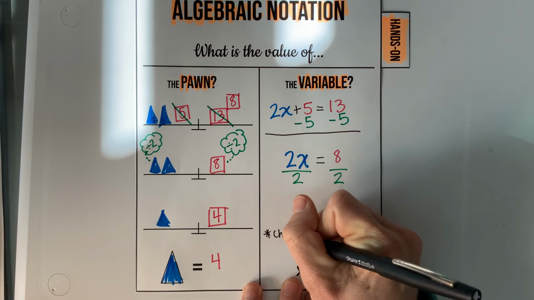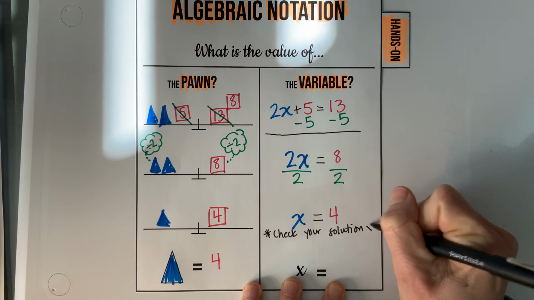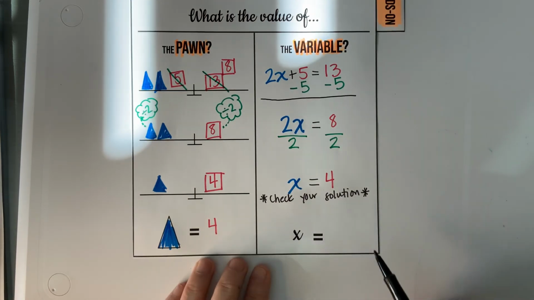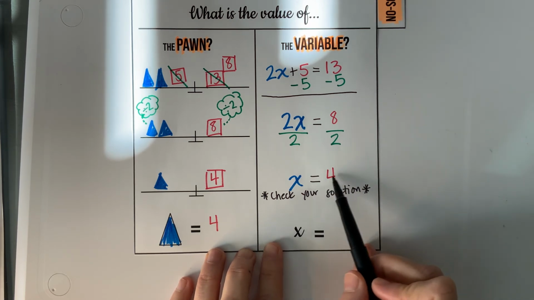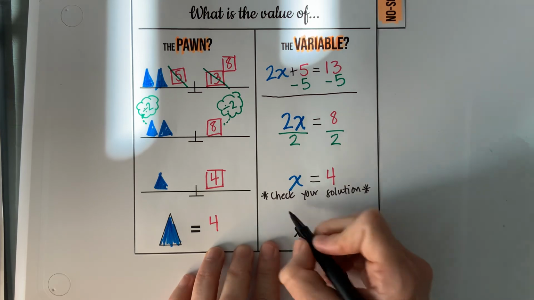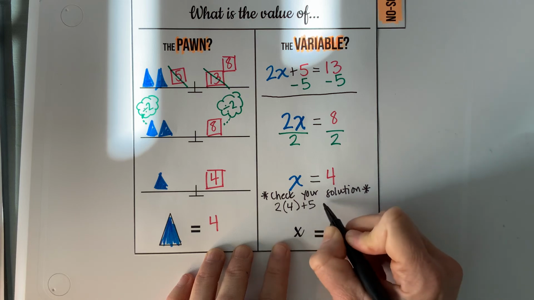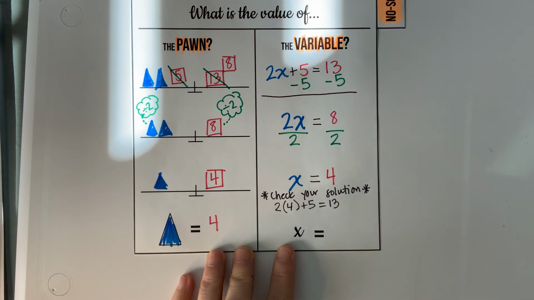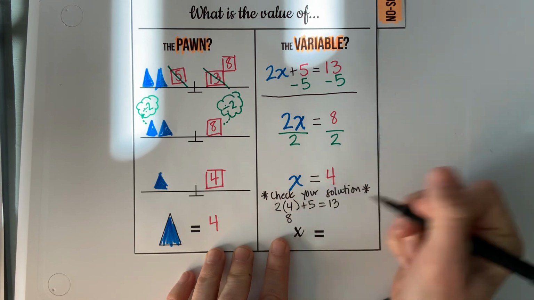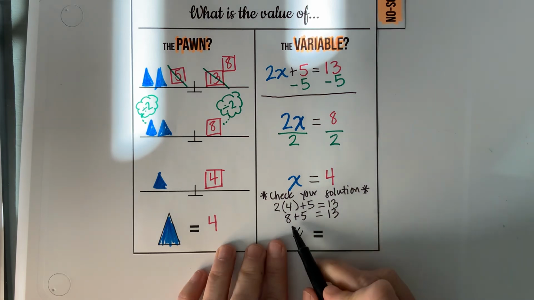Now, even when I'm using my algebraic notation, I'm always going to check my solution. Check your solution. Don't forget. The way that we do that, remember, is that you take what you think the variable is. So we think it's 4, and we are going to plug it back into the original equation. So I'm going to rewrite it. 2 times 4 plus 5 equals 13. Now, if this remains a true statement, we know we have the right value for the variable. So 2 times 4 is 8, and then I'm going to bring down 8 plus 5 equals 13. And 8 plus 5 is 13.